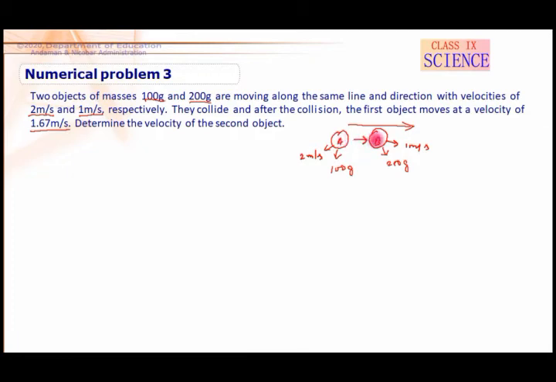On collision, the first object moves at a velocity of 1.67 meter per second. This object moves with a velocity of 1.67 meter per second after collision. Now, the question is, if object A moves with 1.67 meter per second, then after collision what will be the velocity acquired by this object? This we have to find. Firstly, we write the given quantities.